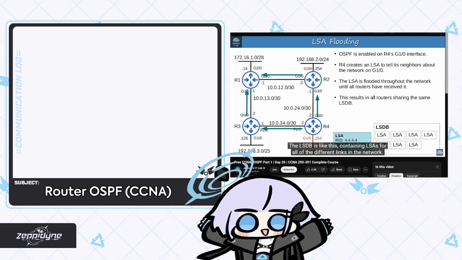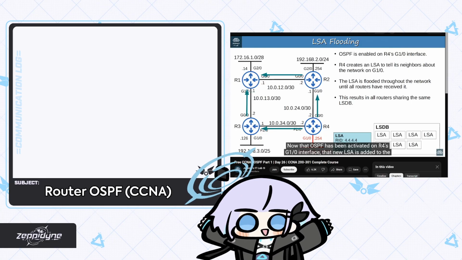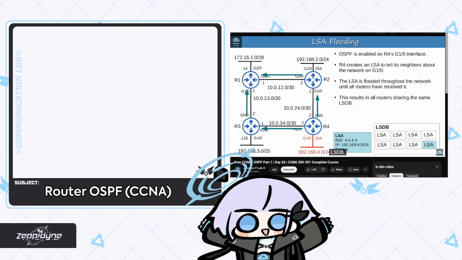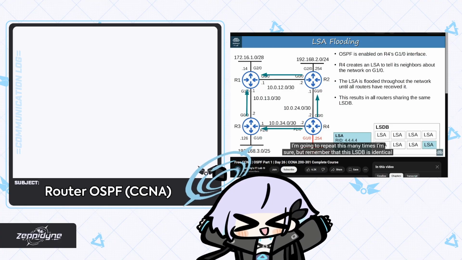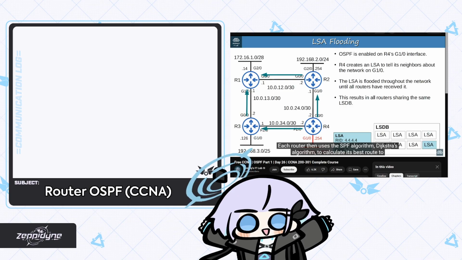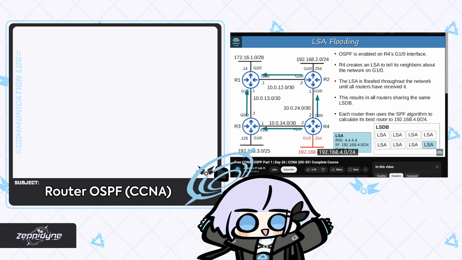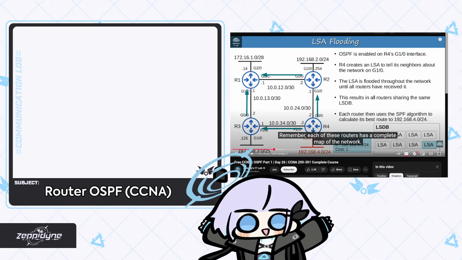The LSDB is like this, containing LSAs for all of the different links in the network. Now that OSPF has been activated on R4's G10 interface, that new LSA is added to the LSDB. I'm going to repeat this many times, I'm sure, but remember that this LSDB is identical for all routers in the OSPF area. Each router then uses the SPF algorithm, Dijkstra's algorithm, to calculate its best route to 192.168.4.0/24. Remember, each of these routers has a complete map of the network.